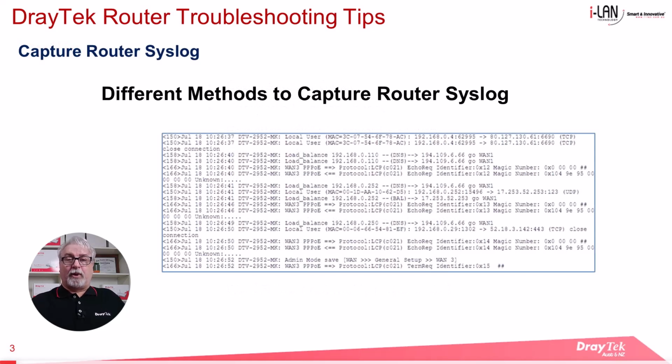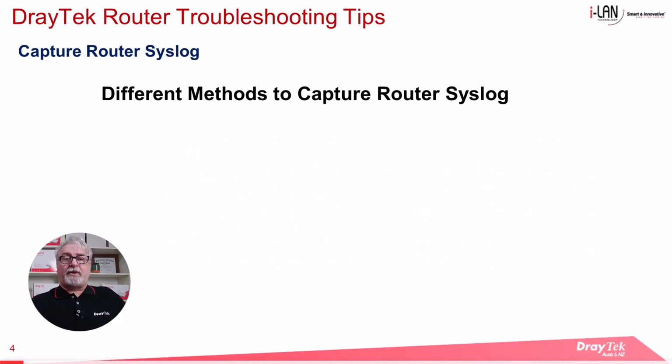Syslog stands for System Logging and is basically a record of everything that happened in the router. It includes information like timestamps, that is when something happened, as well as IP addresses and MAC addresses of the devices that sent or received the data, what type of data it was, and more. It's extremely useful information when it comes to troubleshooting.